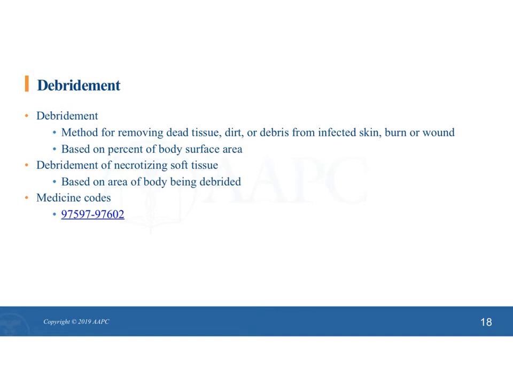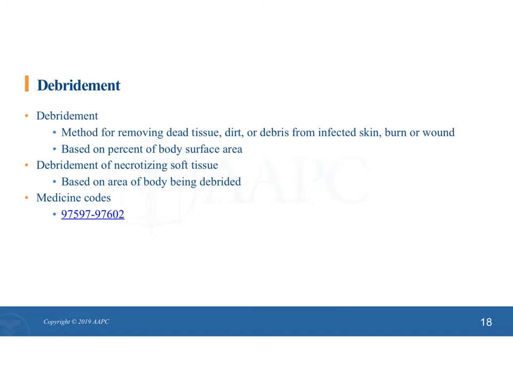The debridement codes are 11000 to 11047. Debridement is the method for removing dead tissue, dirt, foreign material, or debris from infected skin, a burn, or a wound. Code 11000 is for the debridement of extensive infected skin, up to 10% of the total body surface area. 11001 is an add-on code for each additional 10% of the body surface area.